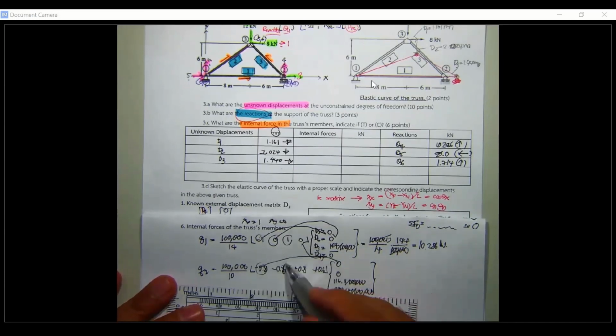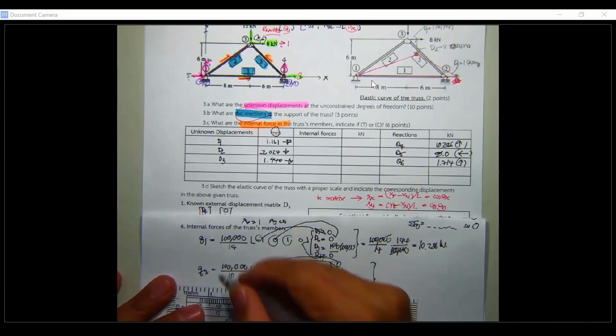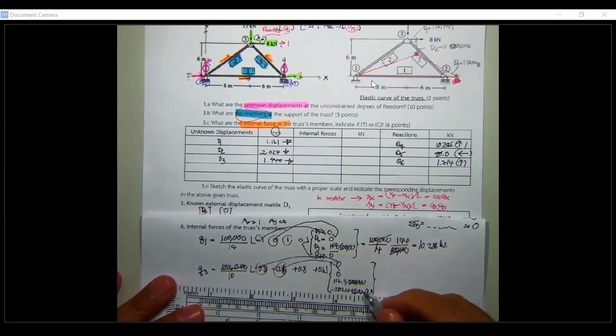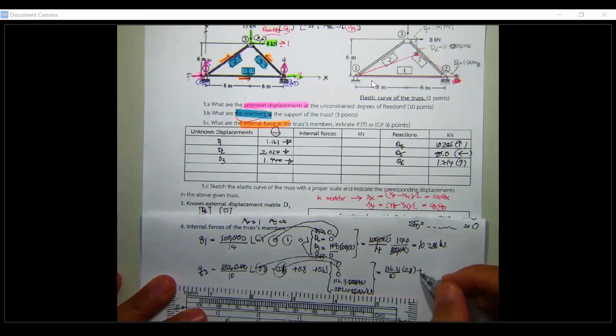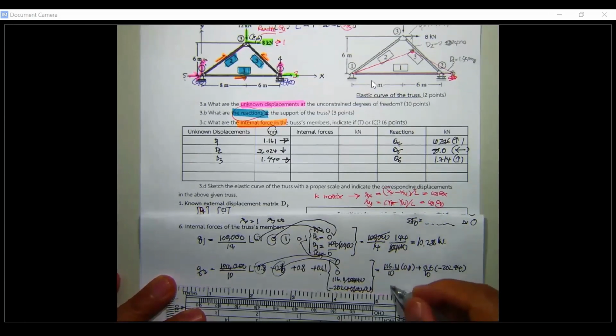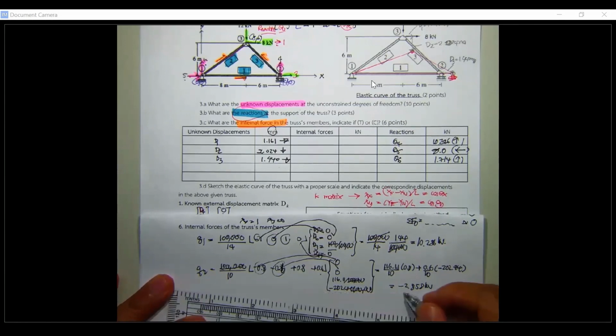Okay, you do the same computation. This one times 0, this one times 0, and this one cut this one, so you may have 116.11 divided by 10 times 0.8, and then you plus 0.6 divided by 10 times 202.44. And then you may get minus 2.858 kilonewton, or it's going to be 2.858 kilonewton. This one in compression, this one in tension.